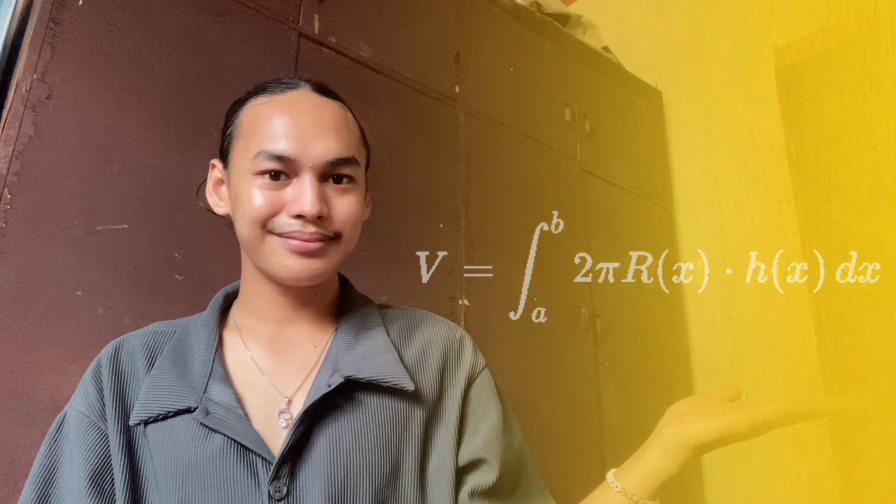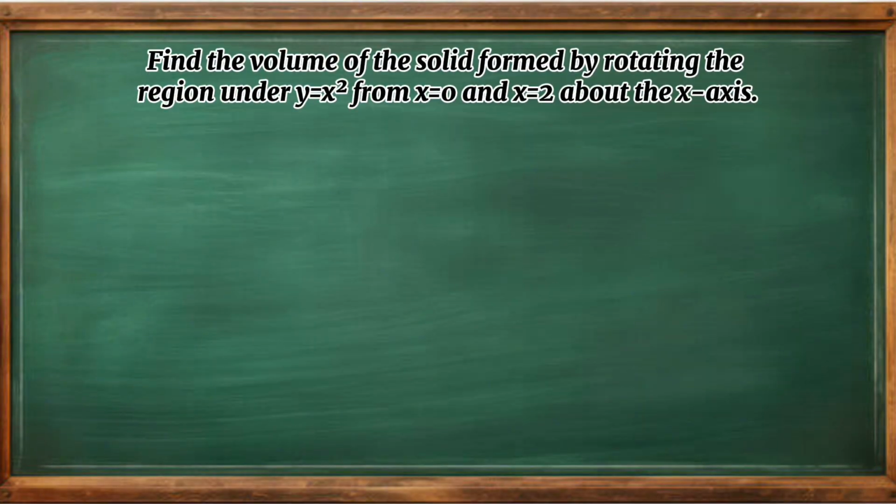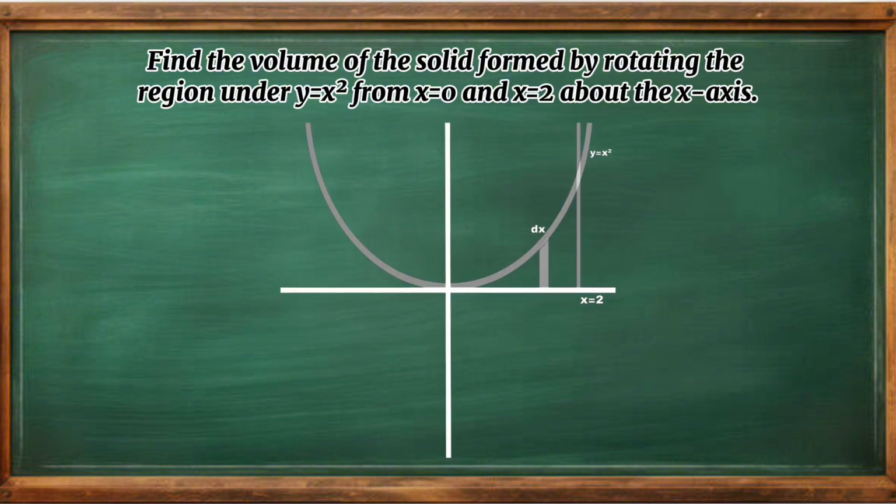Let's try an example. Find the volume of the solid formed by rotating the region under y is equal to x squared from x is equal to 0 to x is equal to 2 about the x-axis. First, we must plot our graph. This is our graph. Since it states that it is a solid formed region, therefore, we are going to use this method.